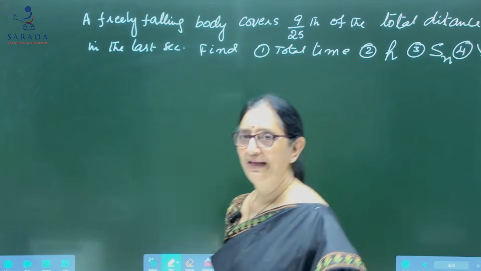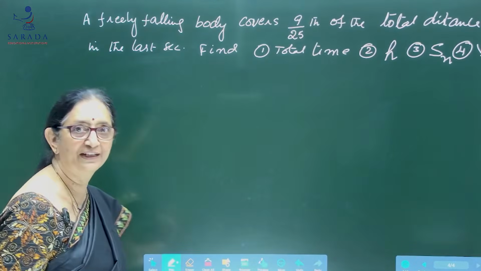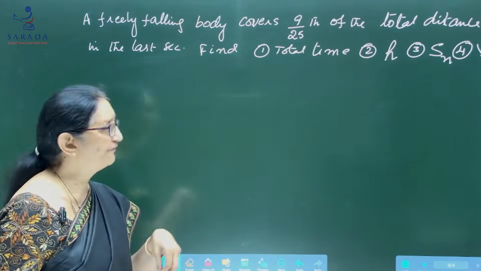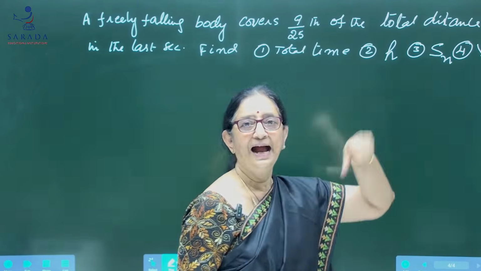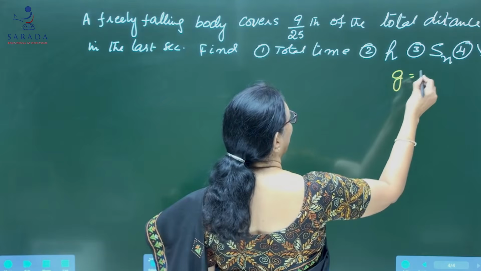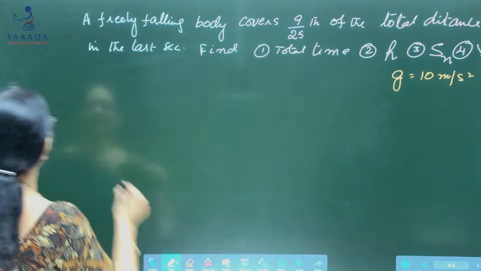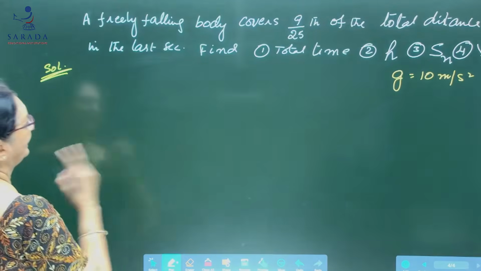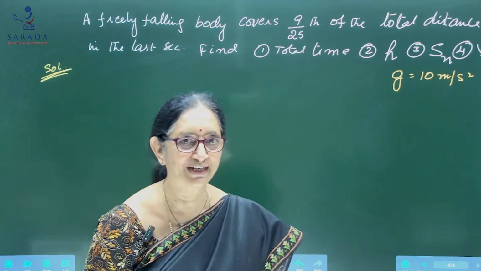Okay, so a freely falling body covers 9/25 of the total distance in the last second. Find time of free fall, height from which it is dropped, displacement in the last second and velocity on reaching the ground. In the question, g is given as 10 meter per second square. So, let us try to solve this problem.